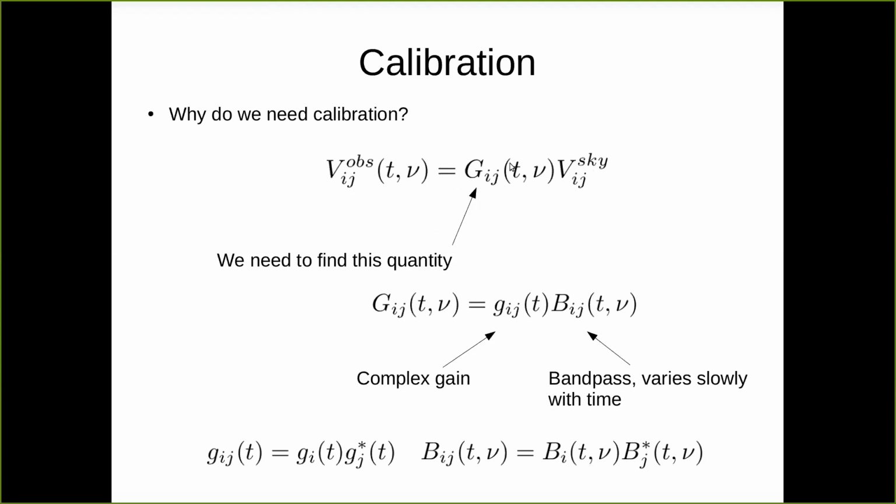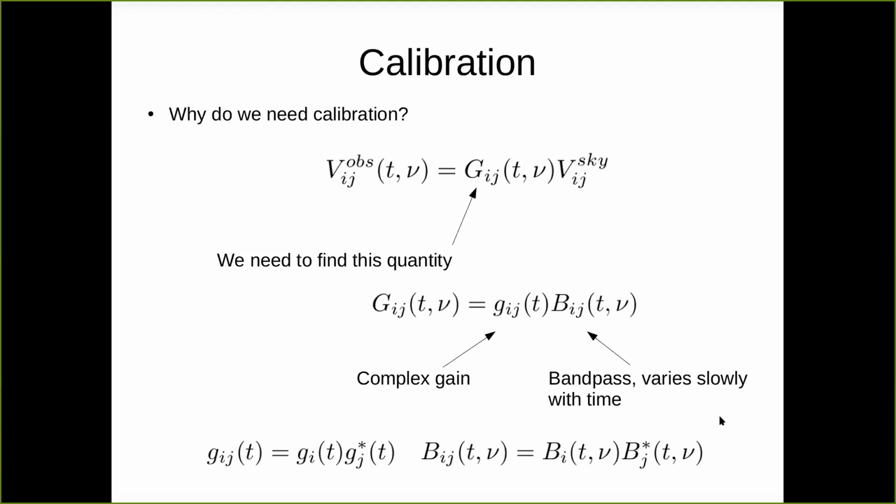This term has a purely time-dependent part, which varies in time and is called the complex gain, and this is called the bandpass. The gain can be written as purely antenna-dependent terms, G_i and G_j. Note that i and j are antenna indices: this is the i-th antenna, this is the j-th antenna. The bandpass term can again be written as two antenna-dependent terms.